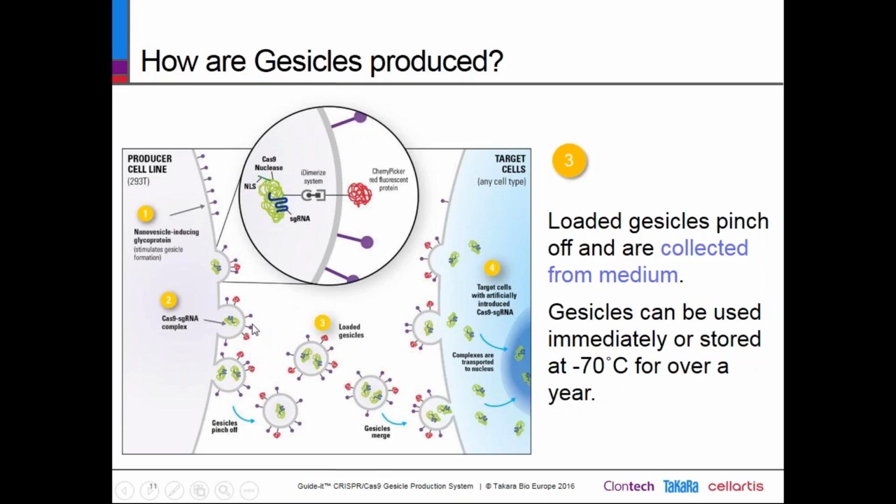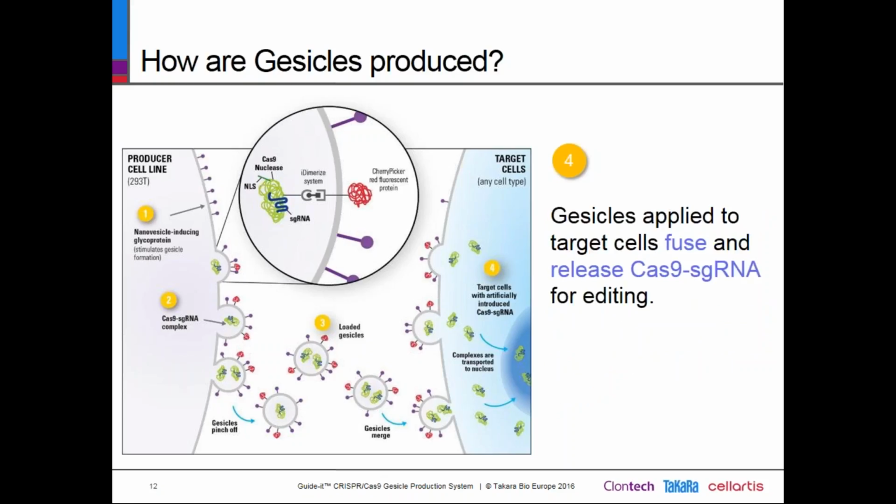The loaded Gesicles will then pinch off the producer cells and can be collected from the medium. This is also very similar to lentiviral packaging. What's also nice is that you can store the Gesicles for later usage at -70 for over one year, so you can make a bigger Gesicle production and then freeze the Gesicles for later usage. When you apply the Gesicles to the target cells, they will fuse with the target cell membrane and then release the Cas9 protein together with your guide RNA to the target cells for gene editing.